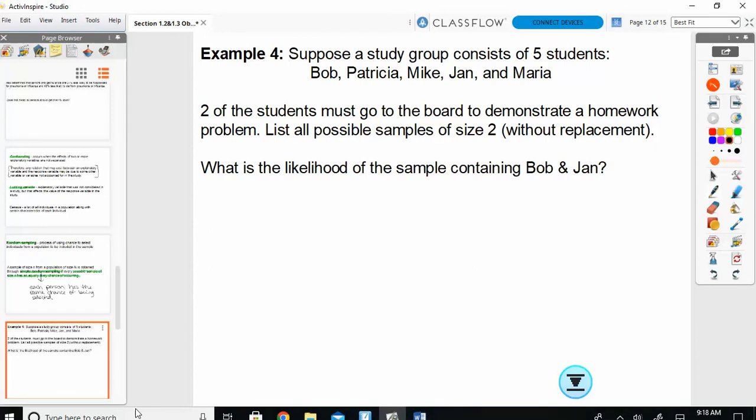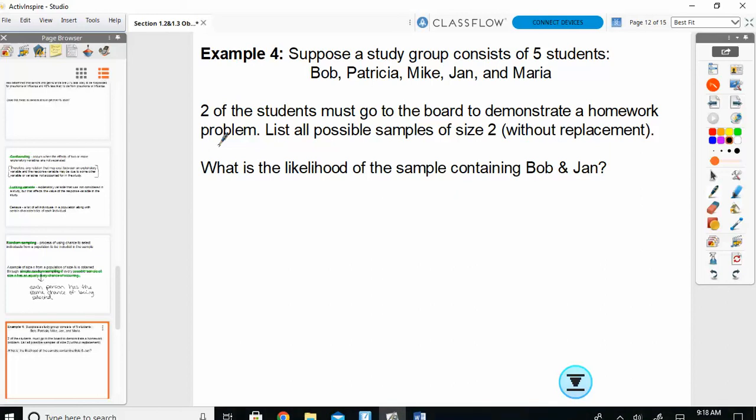So suppose a study group consists of 5 students. 2 students must go to the board to demonstrate a homework problem. List all possible samples of size 2 without replacement. When I say without replacement, that means can you go to the board with yourself? No, so once you're drawn out, you can't be selected again.